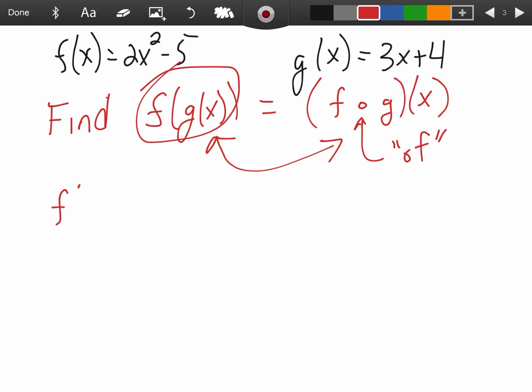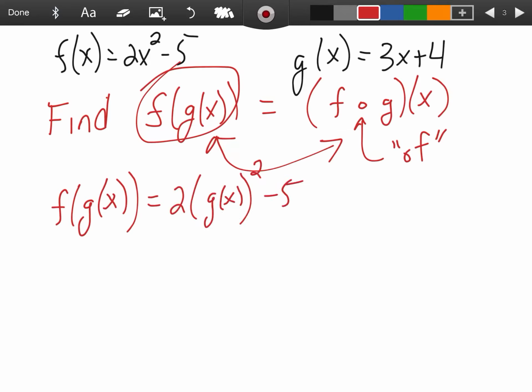All right, f of g of x. Well, I'm going to take g of x and plug it in wherever I had an x in f of x. So that's 2 times g of x squared minus 5. And g of x is just 3x plus 4.